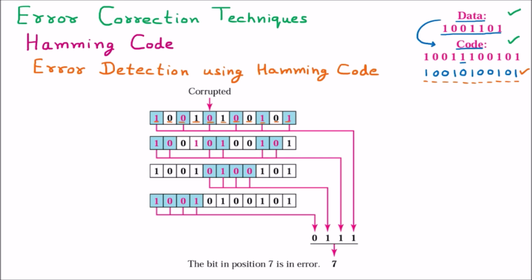Now after writing this data, I am first of all numbering the positions so that we can understand easily: 1 2 3 4 5 6, then 7 8 9 10 and 11. So that is the sequence. Now we know that first of all we have the redundancy bit R1, which is going to take the data at the gap of 1. So it will start with 1, then 3, then 5, then 7, 9 and 11. So it is going to take care of this data.